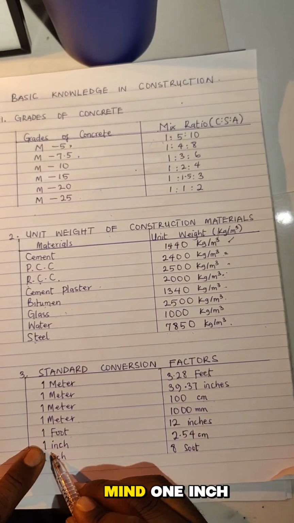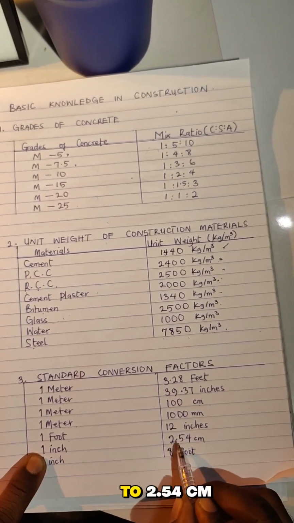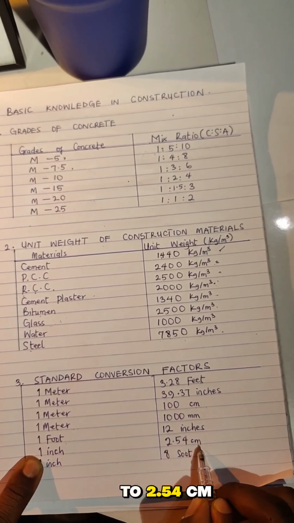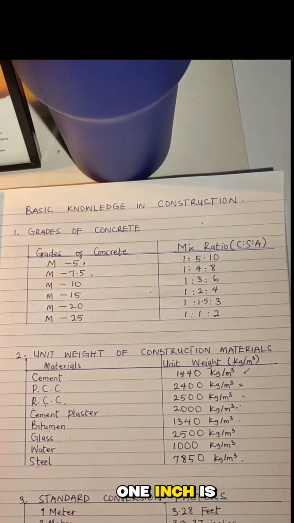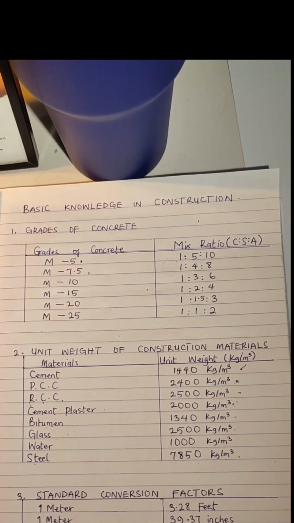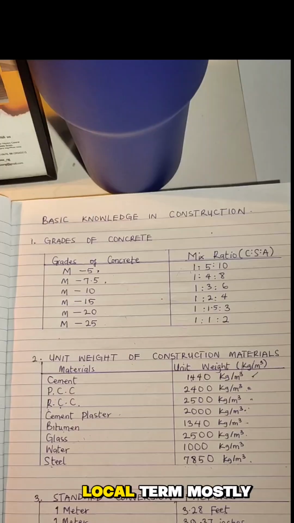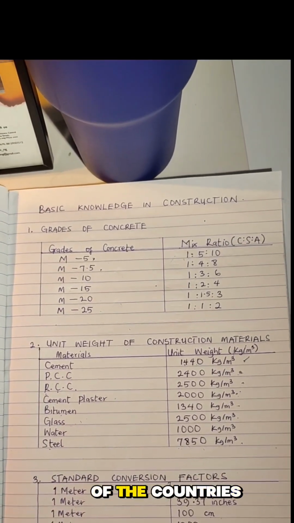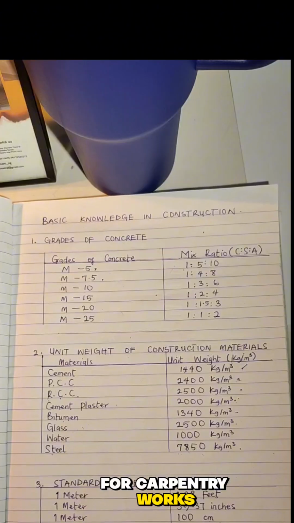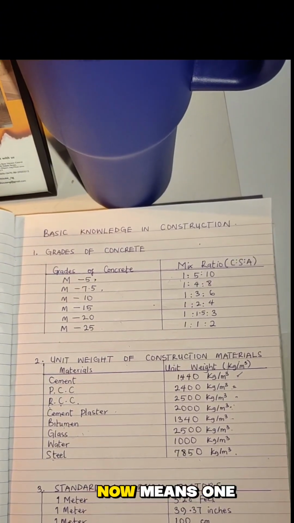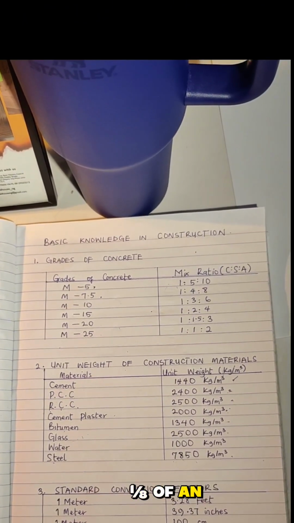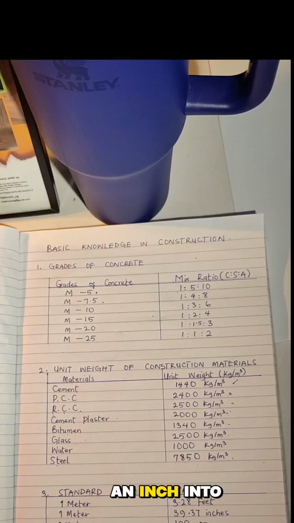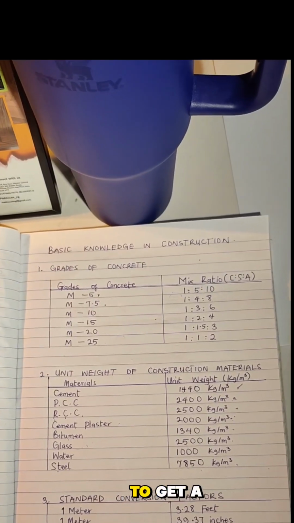Have it in mind. 1 inch is equal to 2.54 cm. 1 inch is equal to 8 suit. Suit is a local term mostly used in India and some parts of the world for carpentry works. So 8 suit means 1/8 of an inch. So you divide an inch into 8 equal parts to get a suit.